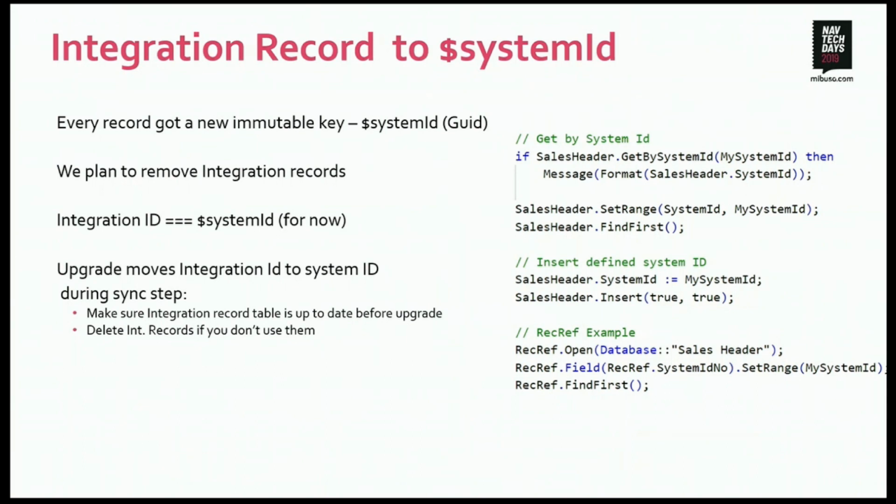The system ID functionality is really cool because you can see how you can use it here. You can get by system ID, which fetches the record. You can find the record by system ID by setting a range. You can give it a system ID when you're inserting. Then you need to say insert true, and we are going to use that system ID when inserting. And you can use it through the record ref. So it's pretty powerful. We have implemented it on the APIs, and we are currently working on refactoring CRM sync and other integration mechanisms to use this instead of the integration record.